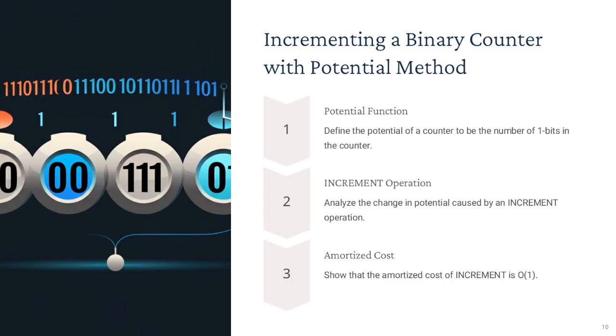Here, the potential function is defined as the number of 1 bits in the counter. Each increment operation may reset some bits from 1 to 0 while setting at most 1 bit from 0 to 1. The change in potential reflects this behavior. For any increment operation, the amortized cost is the actual cost of flipping bits plus the change in potential. Since the potential increases by 1 when a bit is set and decreases when bits are reset, the amortized cost for each increment operation is at most 2. Over a sequence of n increment operations, the total amortized cost is O(n), offering a concise and effective analysis of the counter's behavior.